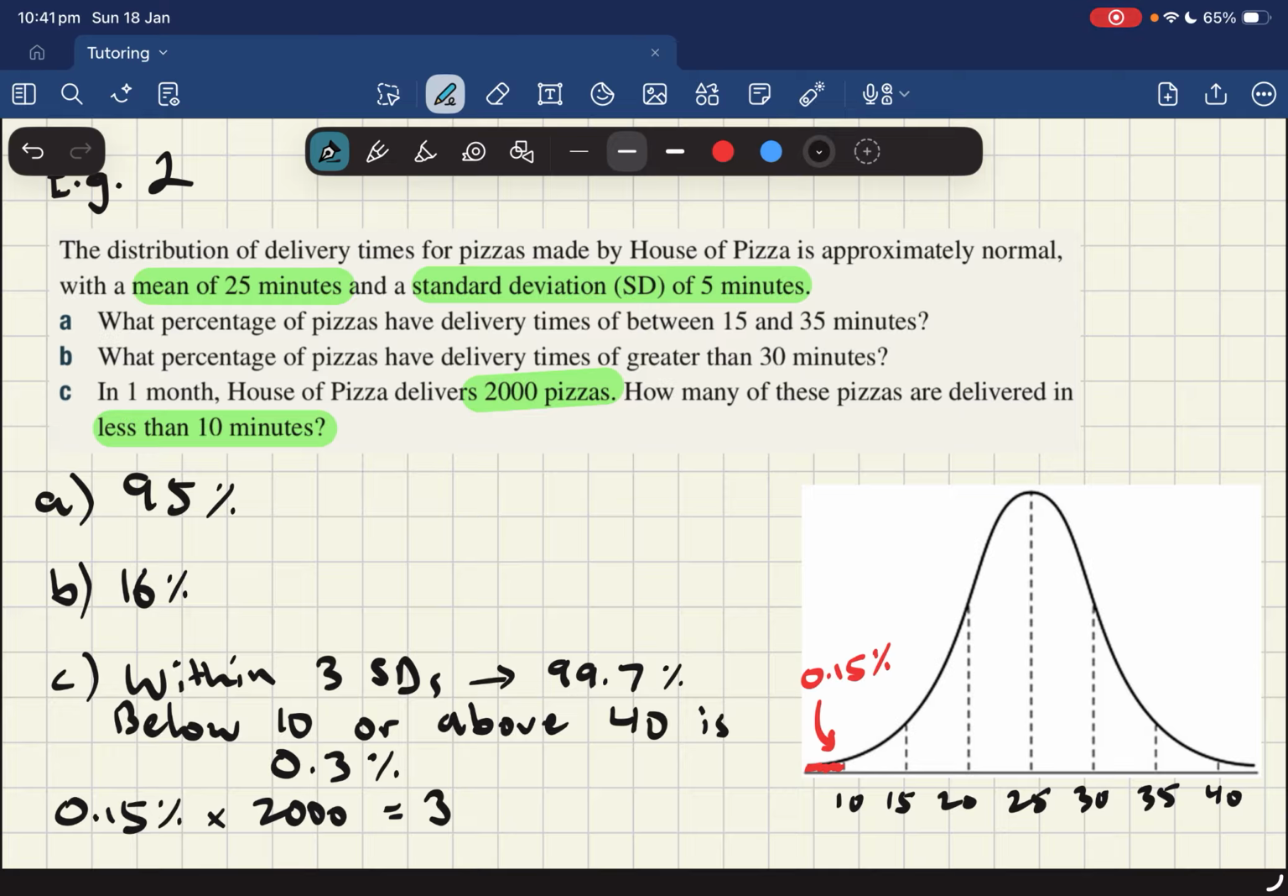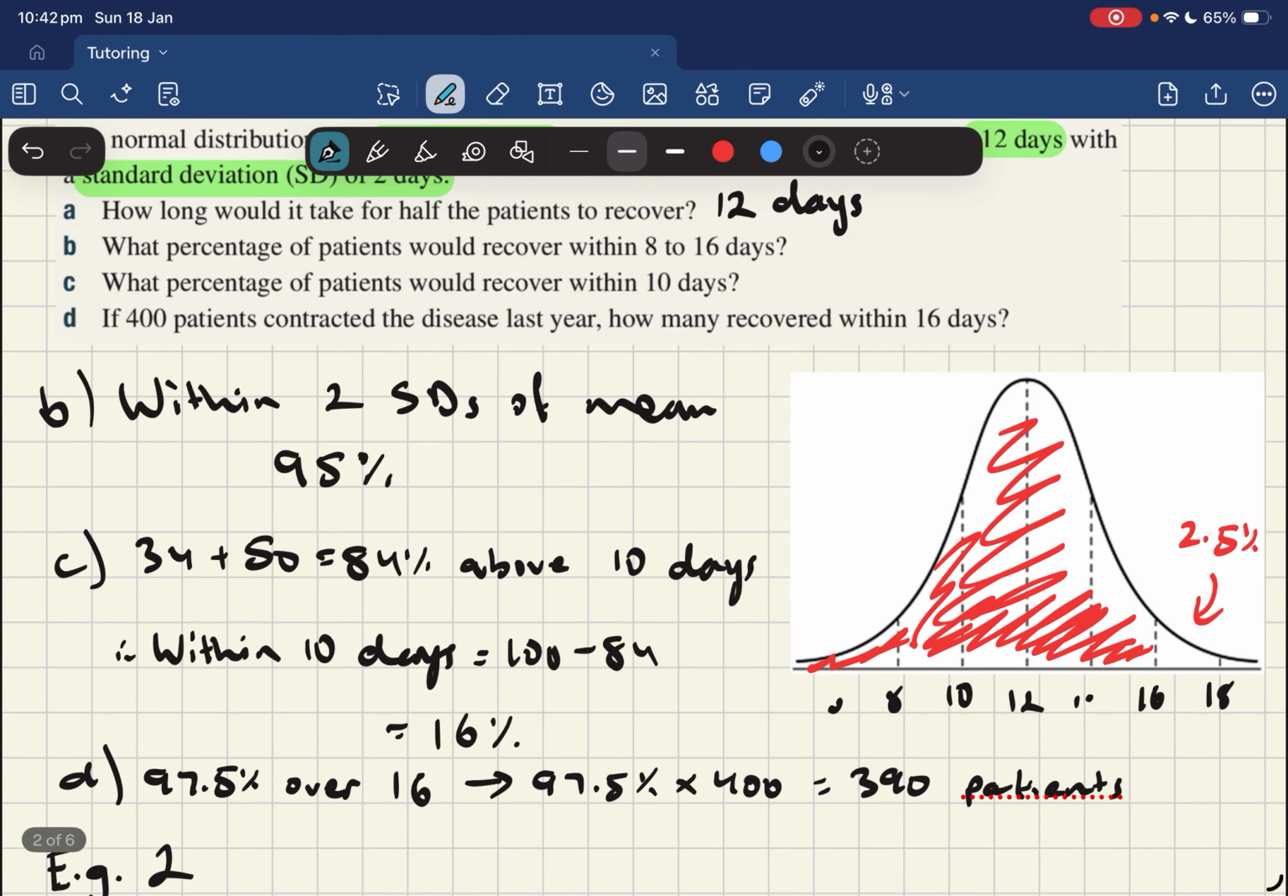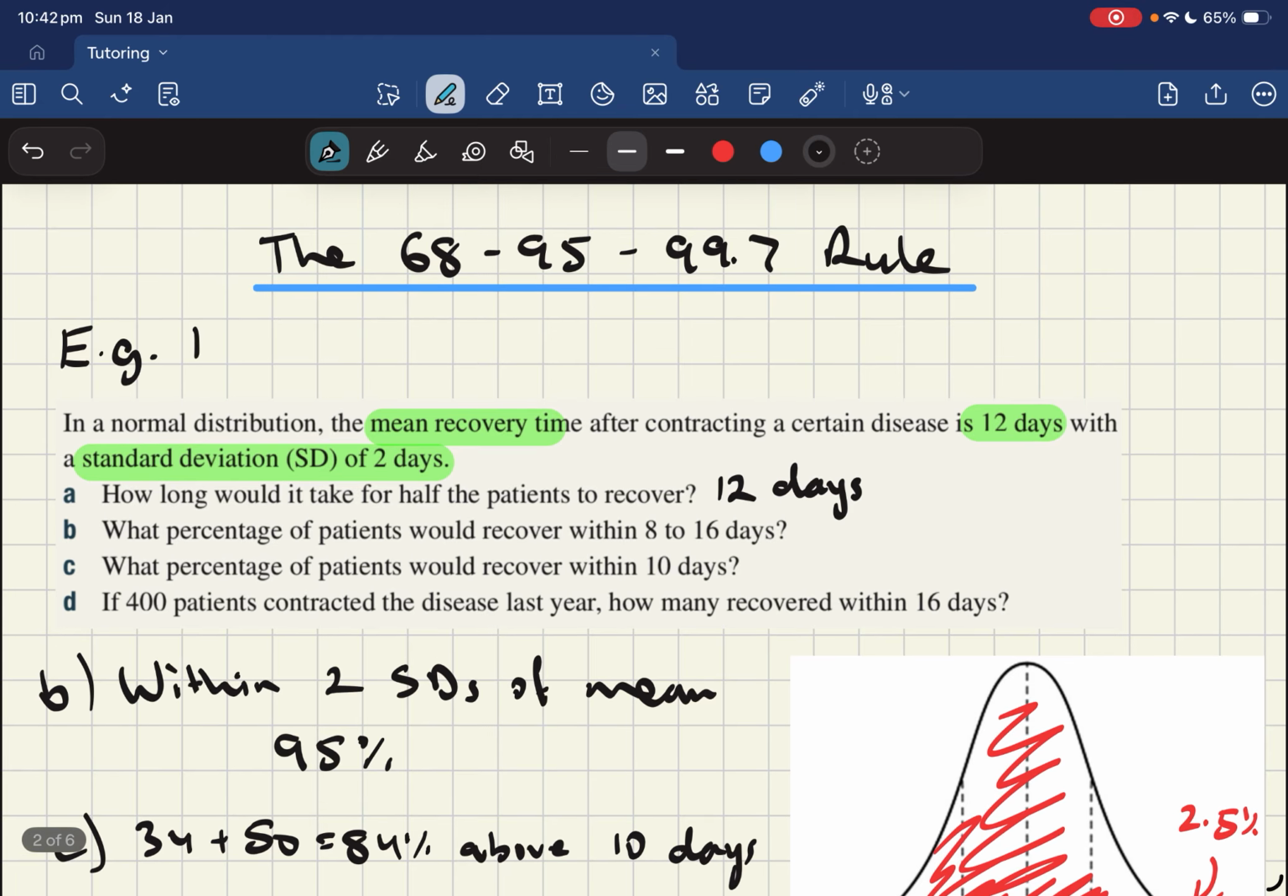We're just looking for percentages along our normal distribution when we do these types of questions. But hopefully this gives you a bit more confidence in navigating the normal distribution. This is how we can apply our 68, 95, 99.7 rule.